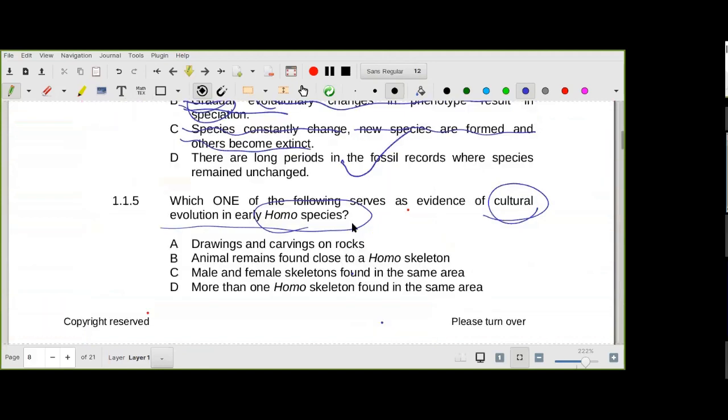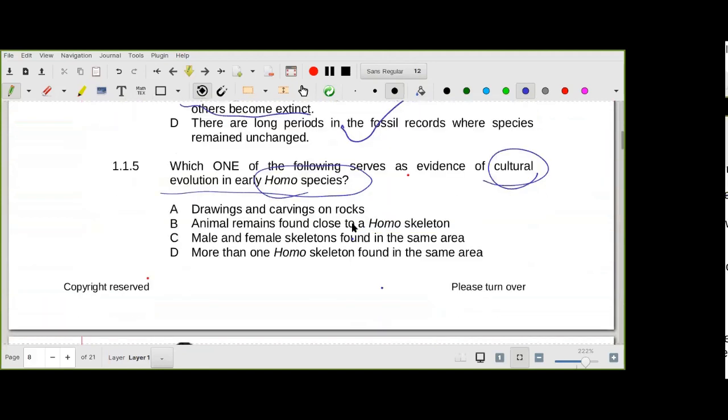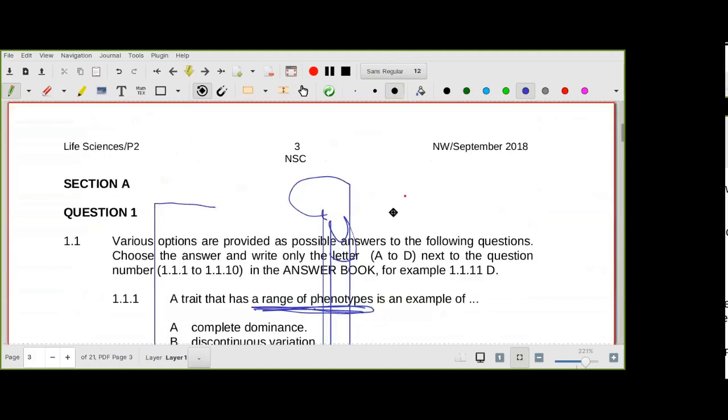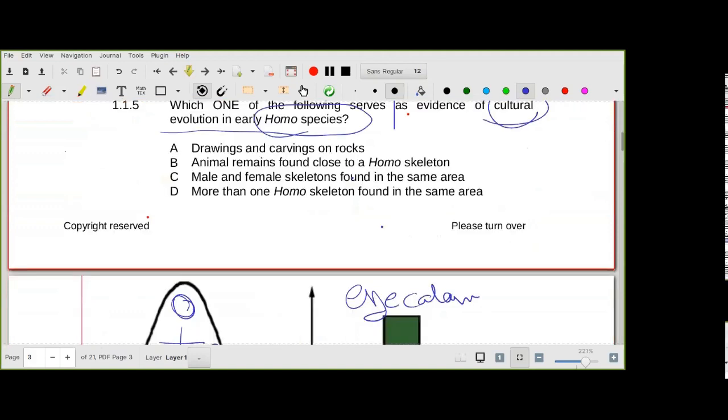So drawings and carvings on rocks. Okay, so that's a cultural thing we do. Art is a cultural thing that we do. And so that's part of cultural evolution. So the correct answer for this one is A, but I just want to quickly double check that the rest is not maybe also correct answers.